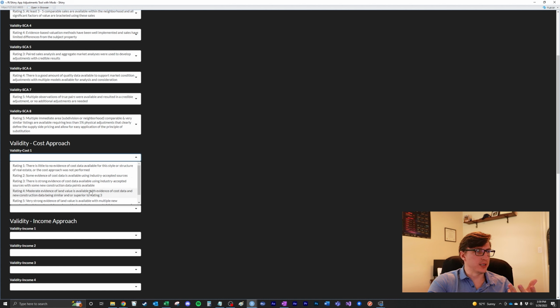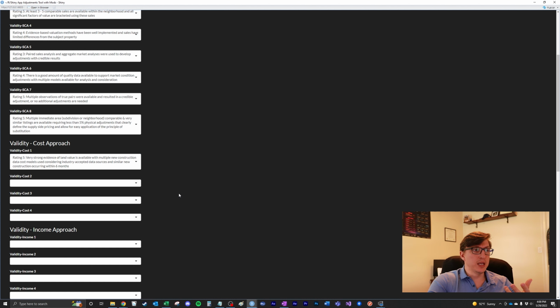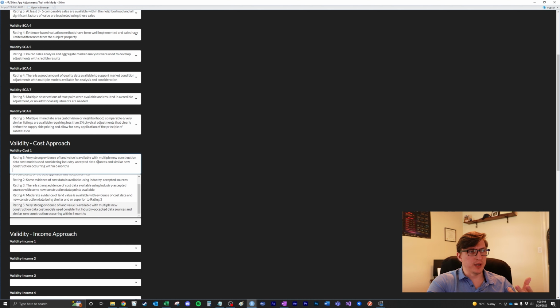Some evidence of cost data is available. There is strong evidence of cost data with some new construction data points. Moderate evidence of land value is available with evidence of cost data, and very strong evidence of land value. So one of the things that's really important when you have these statements that are relatively grading is you give the full list of ratings 1 through 5 to the intended user so they know which one you chose. That gives them the ability to know how you're rating your evidence and how applicable it is to their intended use.